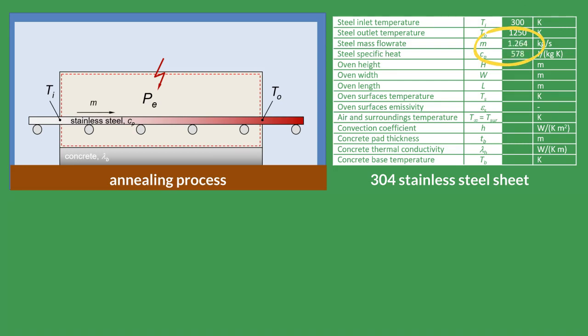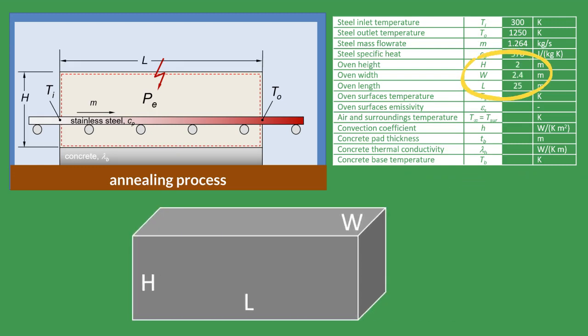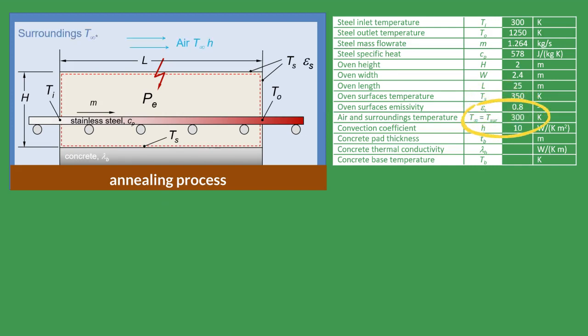Steel mass flow rate is m and its specific heat is Cp. Height, width, and length of the oven are given in the table. Assume all the walls, the ceiling, and the bottom of the oven are at the same temperature Ts. The outer surfaces of the oven have an emissivity of εs, and air and surroundings are at the same temperature. The oven is on a concrete bank of thickness Lb and bottom temperature Tb. Calculate the electrical energy input required for the oven.